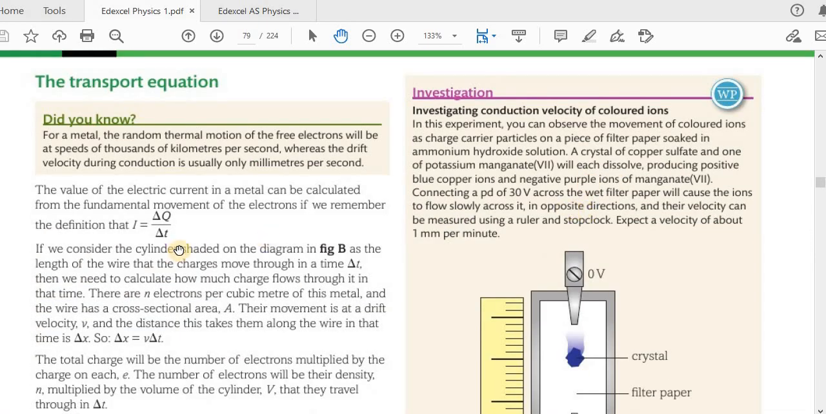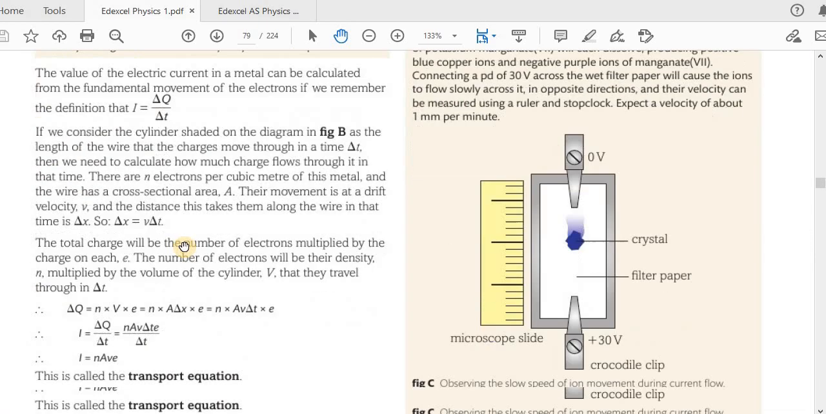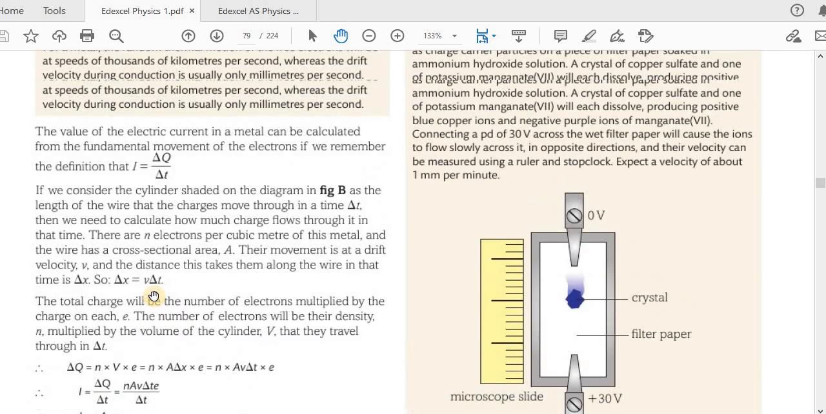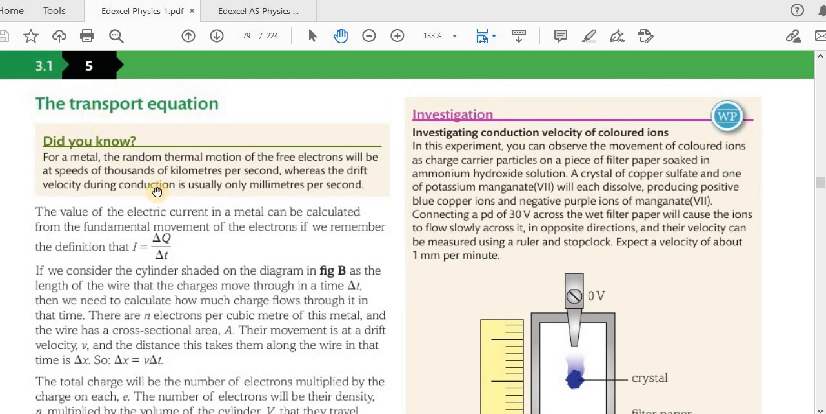Then you can see the transport equation. Over here what is important is this equation, and here you can see the derivation of the equation. Again, that is also simple. Did you know, for a metal, the random thermal motion of the free electrons will be at speeds of thousands of kilometers per second. So that is the random thermal motion of the free electrons.